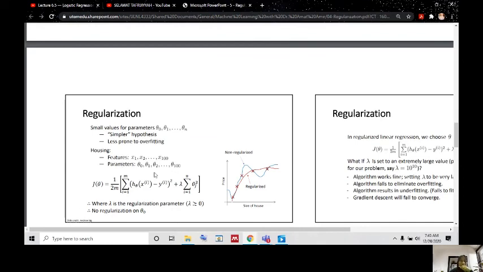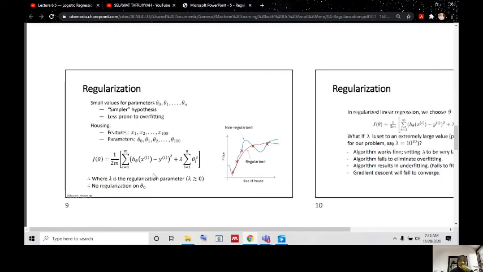Using this equation, we know that lambda is the regularization parameter, lambda is more than 0, and it means that there is no regularization on theta naught.